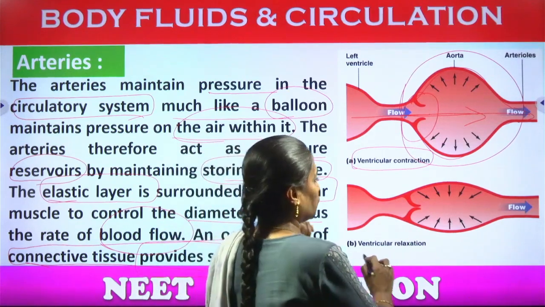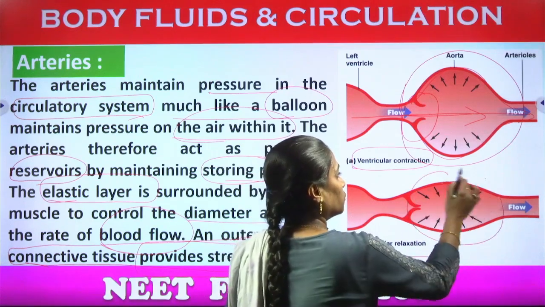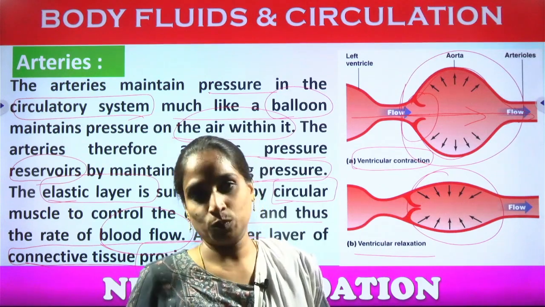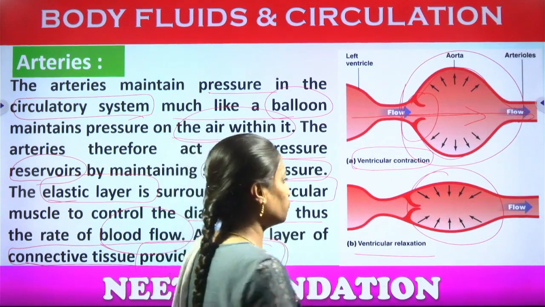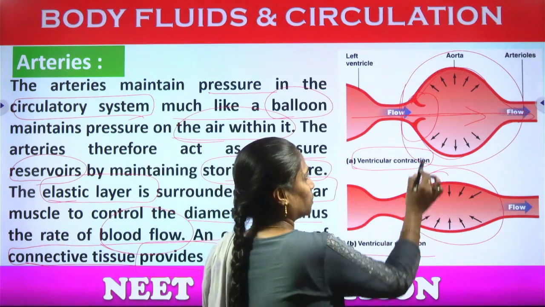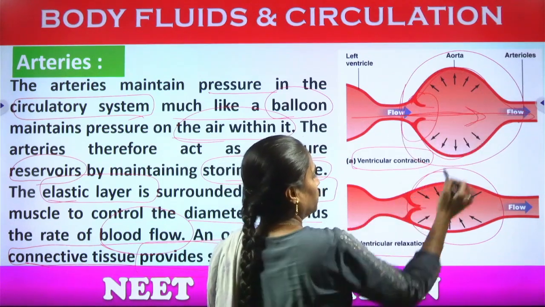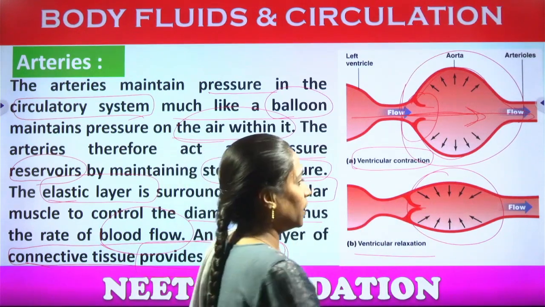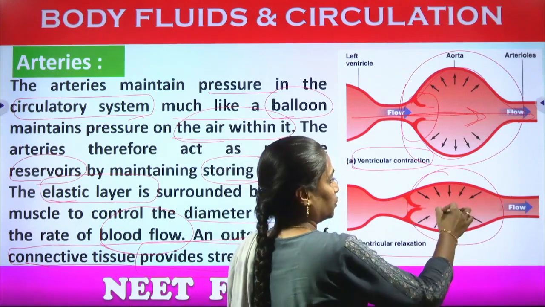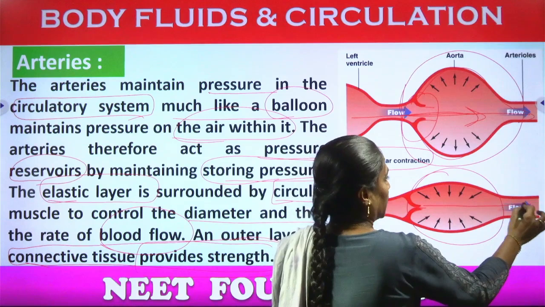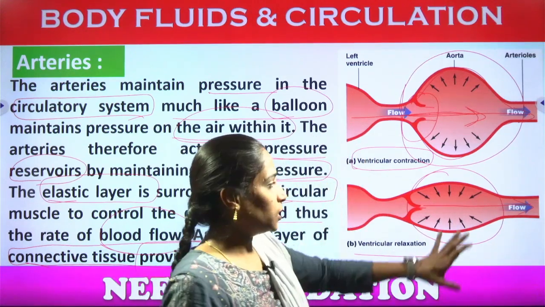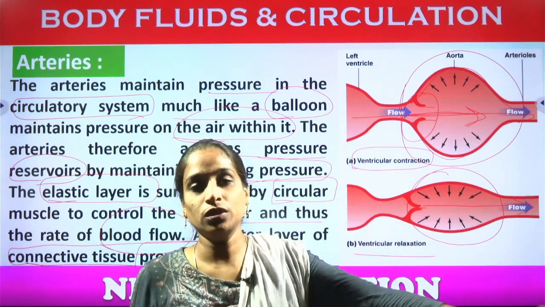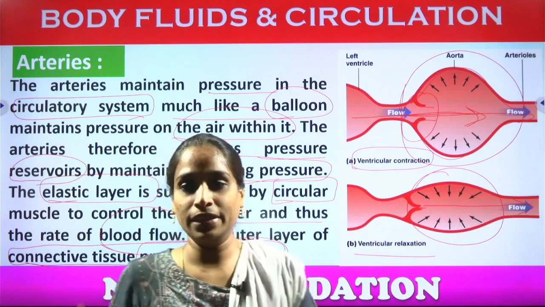And next one, ventricular relaxation. The bulb structure comes back to a normal position, so the blood flow becomes a bit slow for the meantime, right? Okay, and the valve will be closed. Here the valve is open, the blood flow is done. Here the valve is closed, the blood flow will not be seen here, right? And next, the blood present inside the bulgy structure tries to move in a forward direction. After it becomes empty, again the ventricles will contract and send the blood towards the arteries. Okay, so this is a cyclic process.